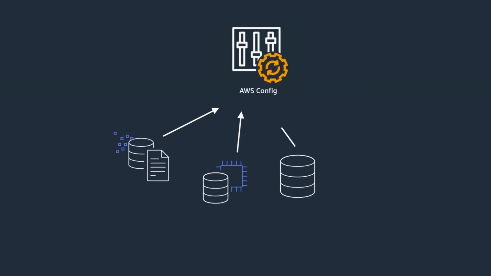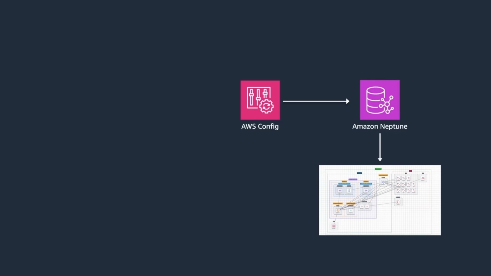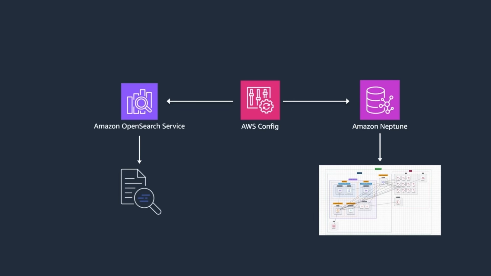Workload discovery on AWS uses AWS Config to track resource configurations and changes, giving a clear picture of your AWS environment. Then it integrates with Amazon Neptune, which is a graph database that helps visualize the relationships between your resources, and Amazon OpenSearch Service, which makes searching through your data fast and easy.